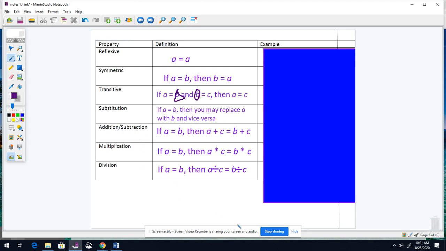The bottom 3 are just reminding you what you can do to both sides of an equation. Whatever you do on the left, you do on the right. So if you add a number to the left, you better add that number to the right. If you subtract a number to the left, you better subtract that number to the right. Same thing with multiplication. If you multiply both sides by 6, you better do it on every part of that equation. If you divide both sides by 6, you better do that on every part of the equation. So just being consistent, thinking of the equal sign as like a balance. And if you do something to the left side of the balance, you need to do something on the right.